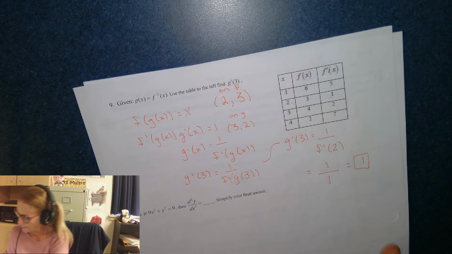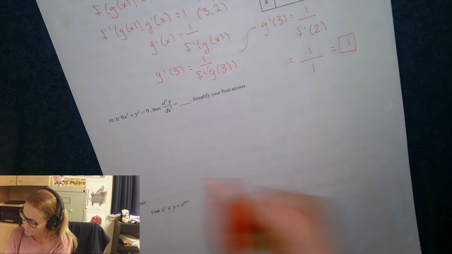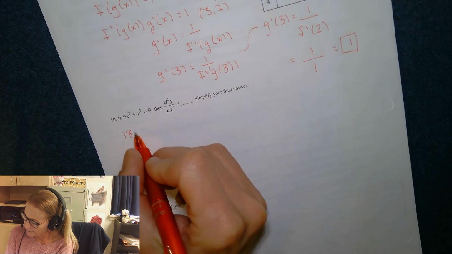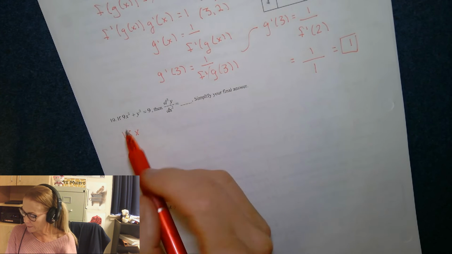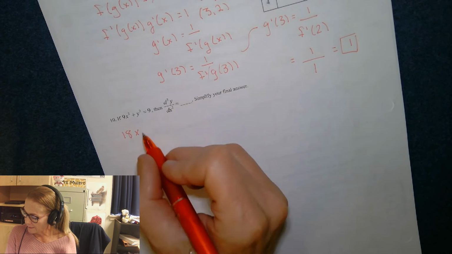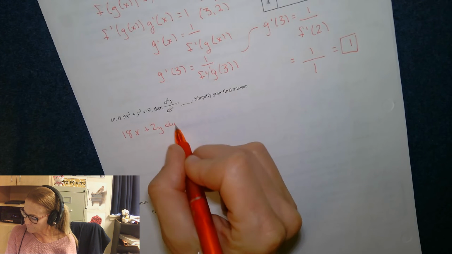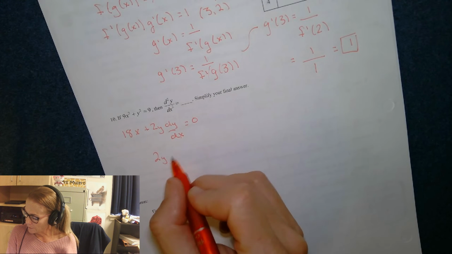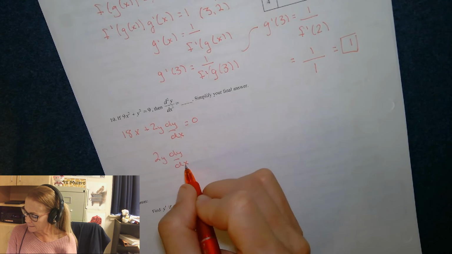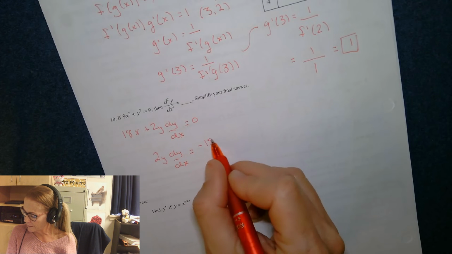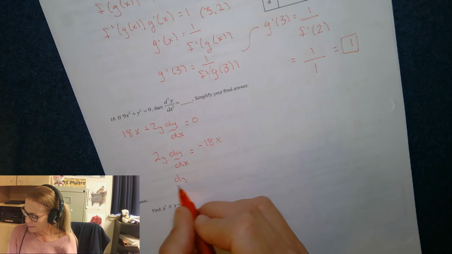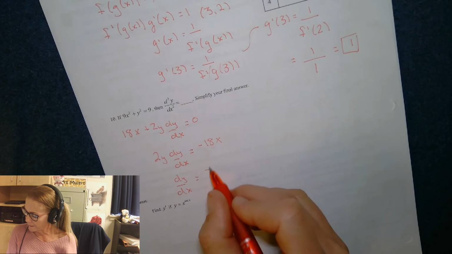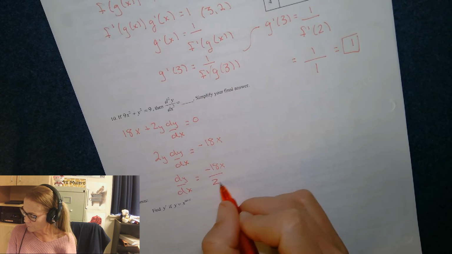Okay, going to find the second derivative here implicitly. 18x, okay, that's just pretty easy. 18x, and then 2y dy/dx, and that is equal to 0. So 2y dy/dx is equal to negative 18x. So dy/dx is equal to negative 18x over 2y.